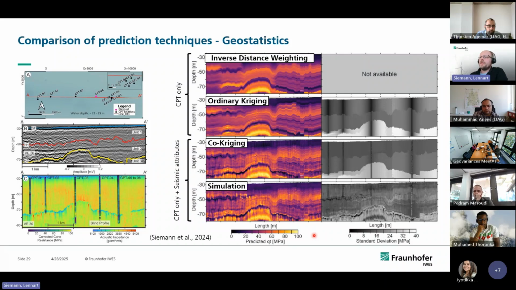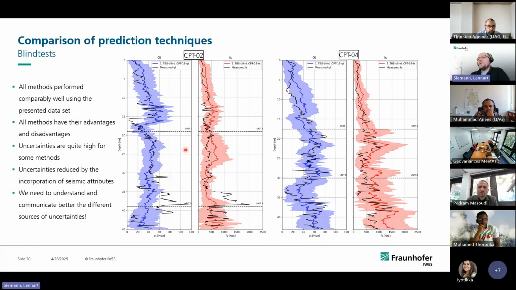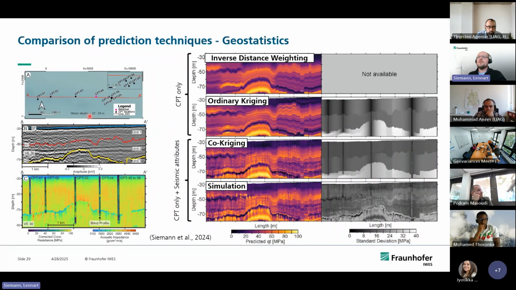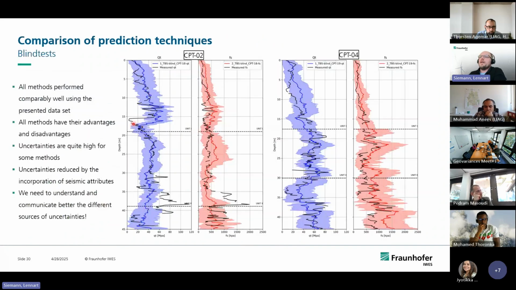But what we did, we went further now, not only comparing the different methods, but also having a look at how that looks in the design process. For that, we used the simulation, which gives us, again, the probability density function at every point of the profile. And here you can see a blind test example of just two different blind tests. So CPT2 was here and 4 is here. In black, you see the measured CPTs, and in blue, in this case, you see the best estimate predicted CPT, and then you see the standard deviation range.